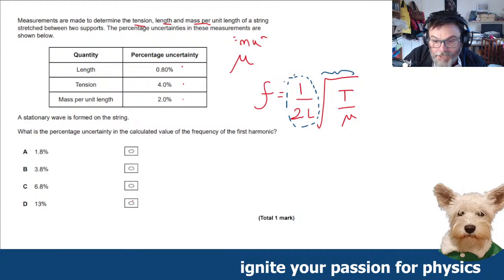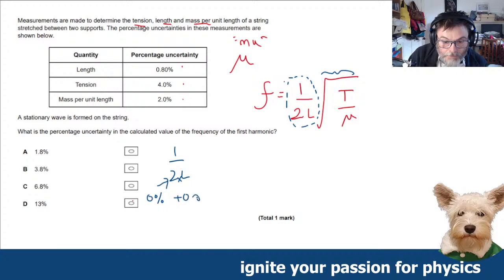If we can get the percentage errors on those two bits, we can just add them together. So let's think about the 1 over 2L. What's the percentage error on 2? Good question. Well, it's a constant. It's a number, so it has no percentage error. Now remember that even though it says times 2 times L, because we're looking at the percentages, we're going to add them. So take the length, it's 0.8. So we're doing 0% plus 0.8%, like this. And it's 1 over that.